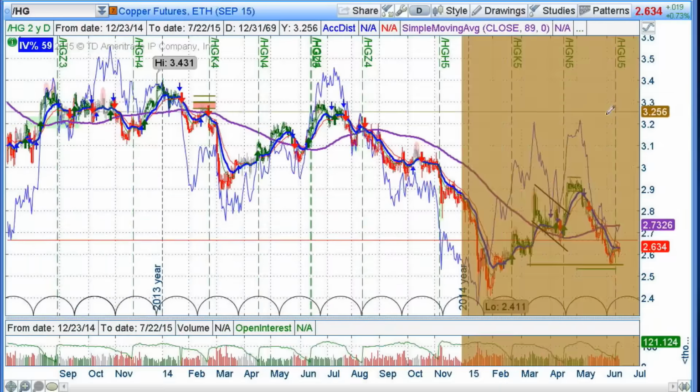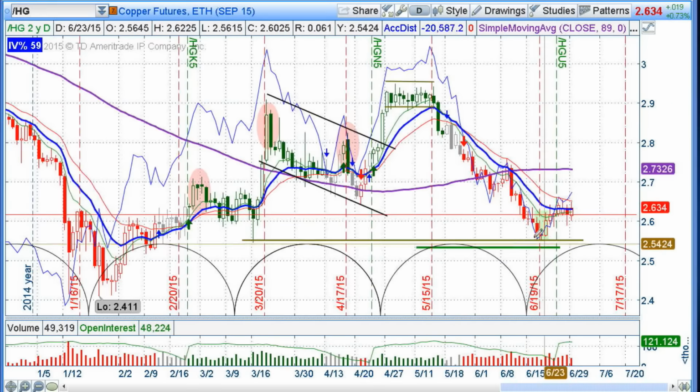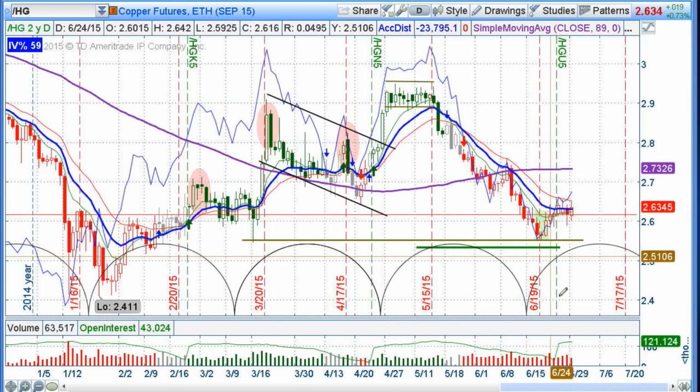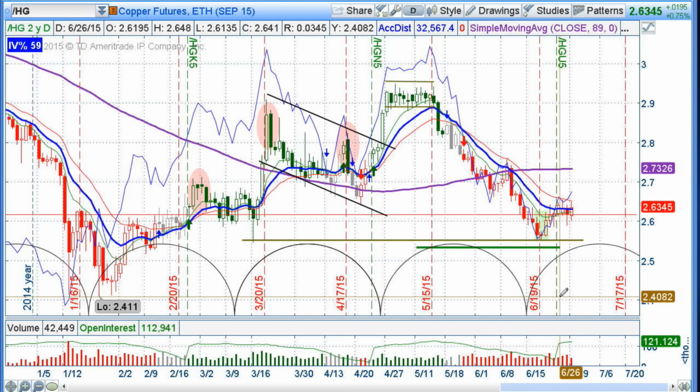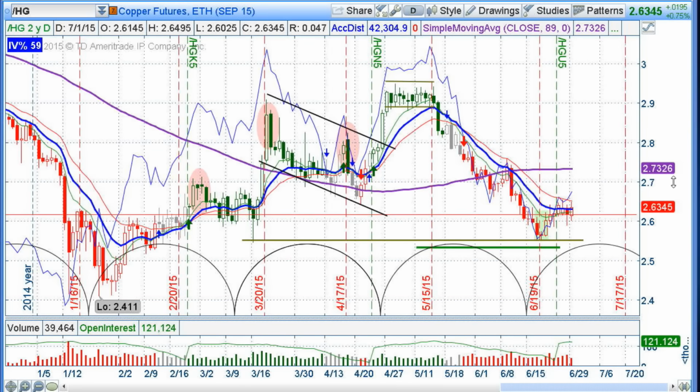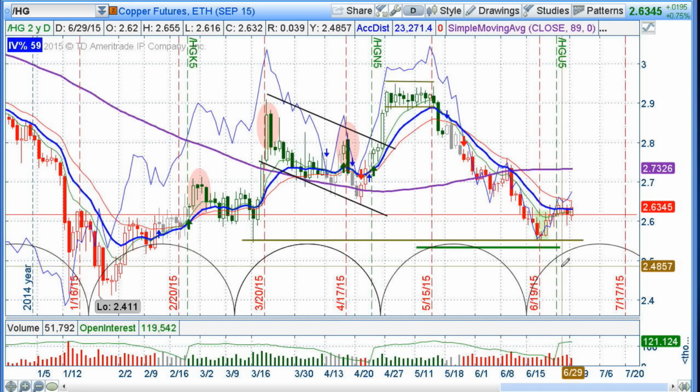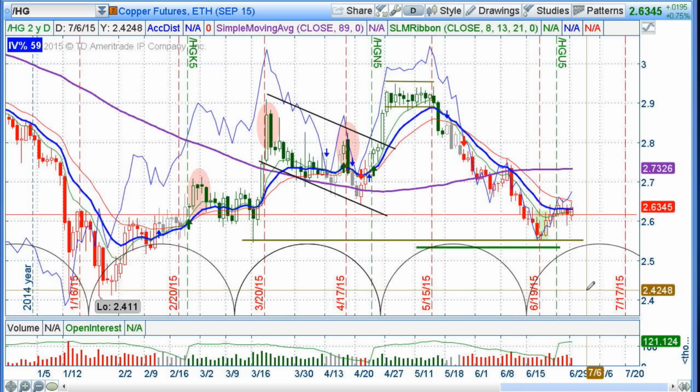And here is the shorter term pattern. There is a bullish morning star right there that we have highlighted, and at the right time based on these shorter term patterns where it's turning up. So copper is looking to me like the best of all of these patterns.